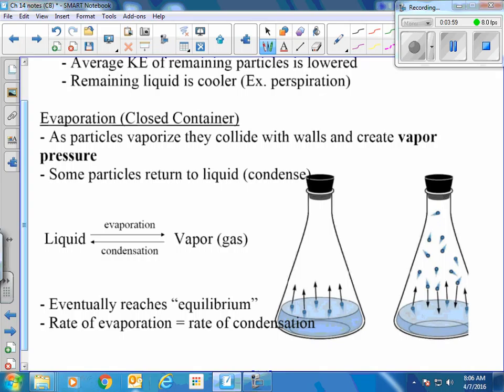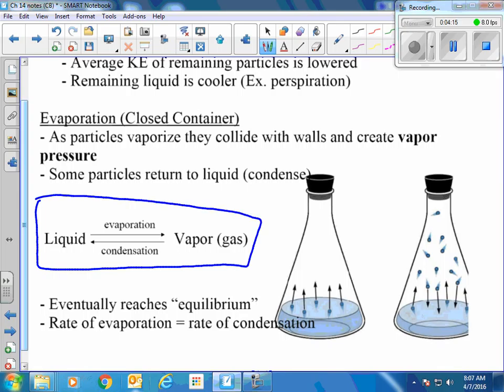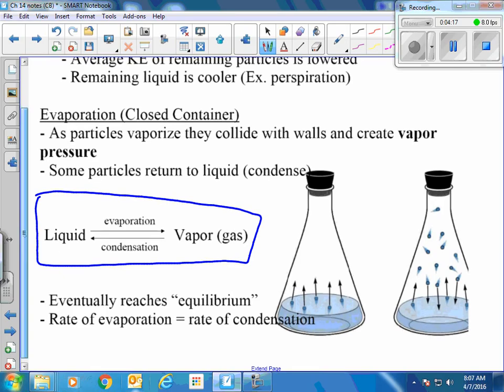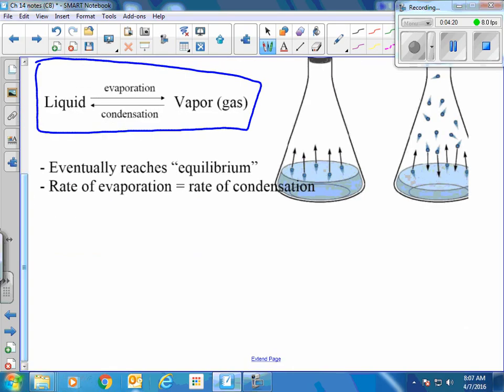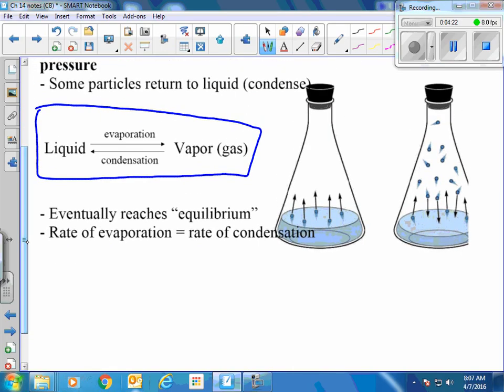So evaporation in a closed container, as particles vaporize, they collide with the walls and create a vapor pressure. And some particles return to the liquid and they condense. So this right here, oh, I keep on saying this right here, and they can't see me, and I keep pointing. I need to circle things so they know what I'm talking about. So this equation that I've now circled, it has an equilibrium expression. And you guys can see that it has a forward arrow and a reverse arrow. And so we've talked about when you have your water bottle, and it has some water that has been removed, and you have opened it.